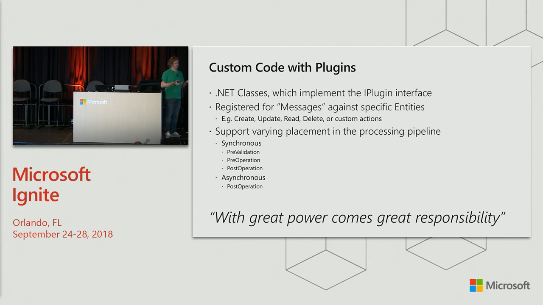The other thing that we haven't really touched on is, what about when I have business logic that can't be expressed declaratively based on the maximums and minimums of the fields or the business rules that we described earlier? Well, we do allow you to place custom .NET code inside of our execution pipeline. These are .NET classes which implement the IPlugin interface, and they're registered for messages against specific entities. So this would be like create or update or read or delete or custom actions against account or contact or cupcake request or what have you.